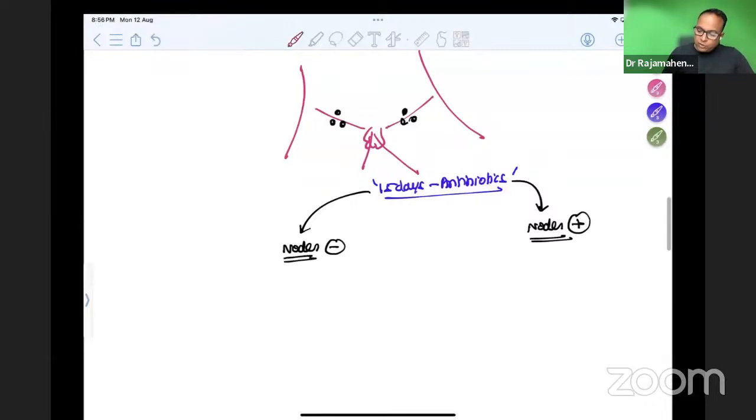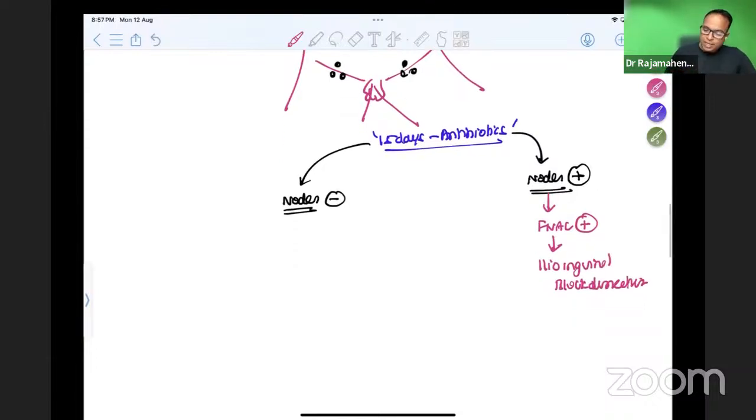Very simple question. If nodes are positive, you can now do an FNAC to confirm it is positive, and you can go for an ilioinguinal block dissection. This is a surgery done for inguinal nodes. This is a simple, straightforward concept. If nodes are negative, what will I do? We will not just send the patient away if nodes are negative.